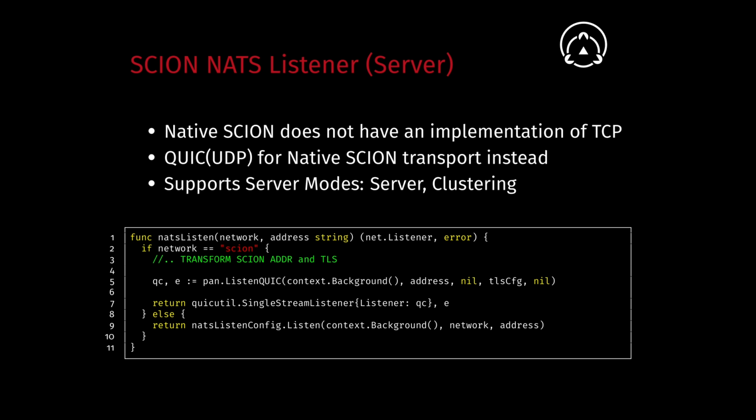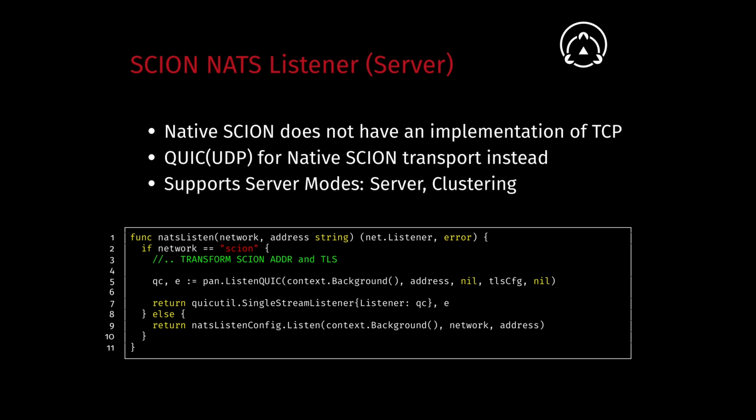SCION doesn't have an implementation of TCP, so we're going to have to do something else. And that something else was QUIC via UDP, which is a native SCION transport. That provided a very approachable alternative, and one that I was able to get the server and clustering listeners to support. I've included a little snippet here so you have some idea of what that looks like.